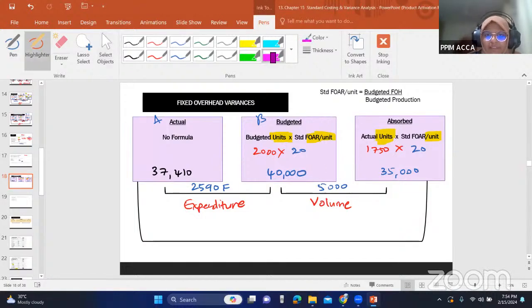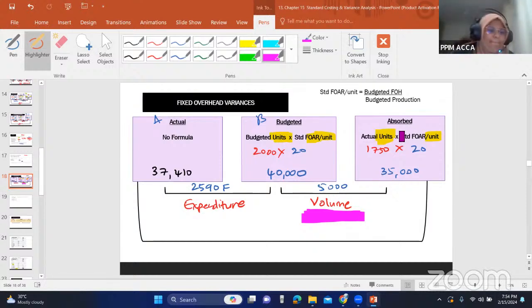Now this volume variance, guys, getting the adverse or favorable is not straightforward like the others. You might have seen the problem. Usually, we have one box as budgeted, one box as actual. Here we have the budgeted, but the other box is saying absorbed. We are not sure if it is actual or budgeted. So you have to think in terms of absorption.